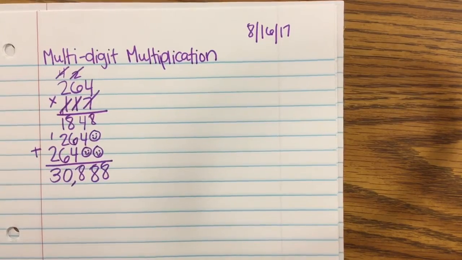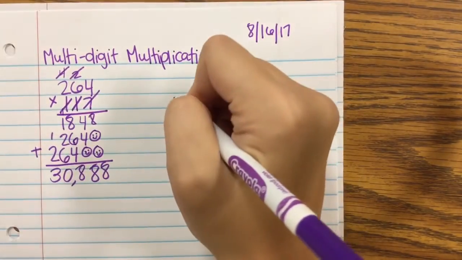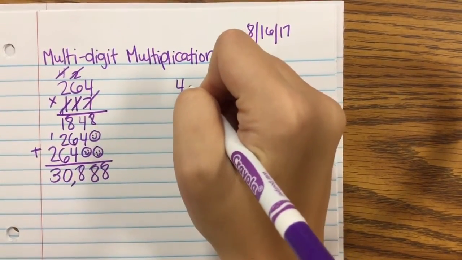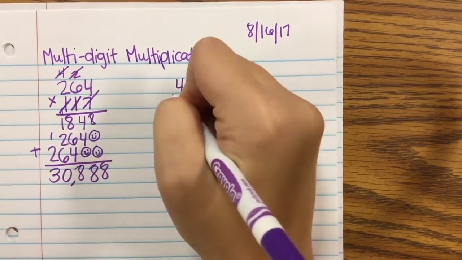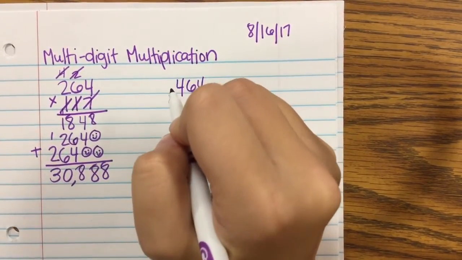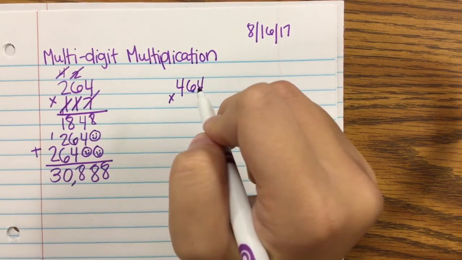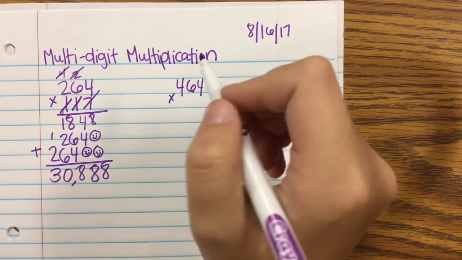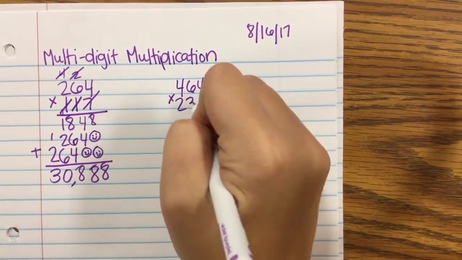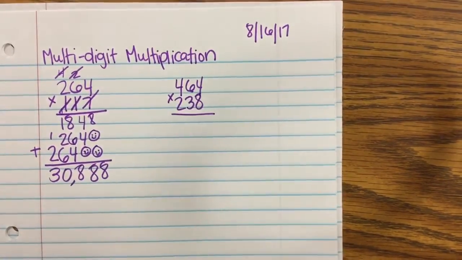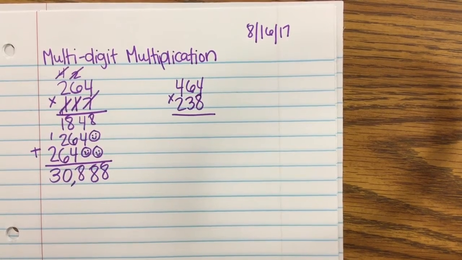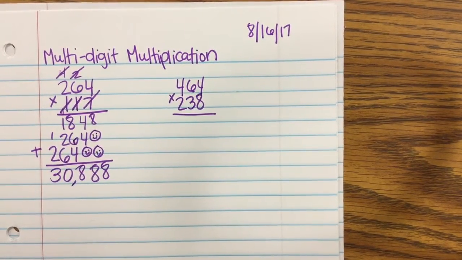Lauren, give me a 3-digit number. 464? Felicia, give me a 3-digit number. 238. All right. Addison P., what's my first step? Multiply by the ones place.